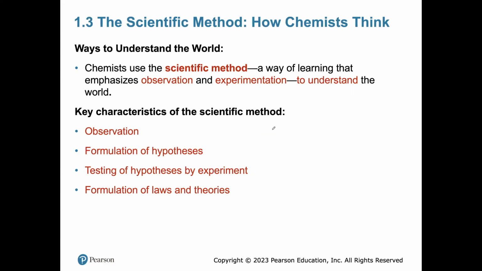So scientists use a specific way to analyze problems and do problem solving. Specifically, we use the scientific method, which is a way of learning that emphasizes observations and experimentation to understand the world. There are four key characteristics of the scientific method: observation and formulation of a hypothesis, and then we test the hypothesis by designing different experiments. After experiments, you form the conclusion that gives us the formulation of laws and theories we learn nowadays.